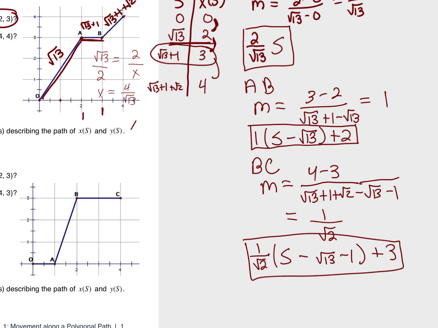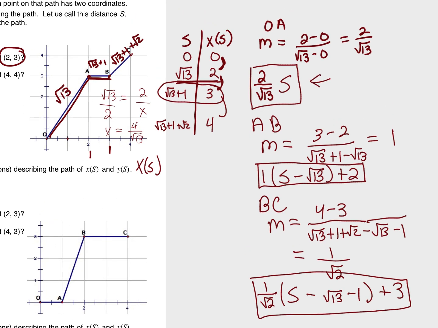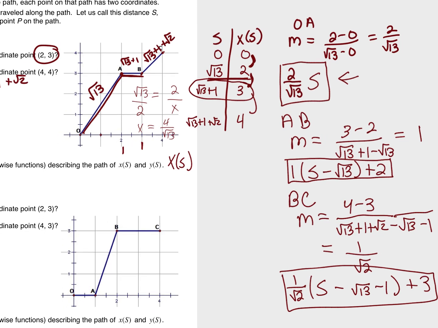Okay, so now if I were going to actually write it, I would do x of s. And I'm going to go back to my first one up here. And this is going to be O to A. So this is 2 over the square root of 13 s. I'm writing the actual piecewise. I'm right here in the middle. And then I need my domain. This domain goes from 0 to the square root of 13. I'm not going to include the square root of 13 because I'm going to include it on the next piece.